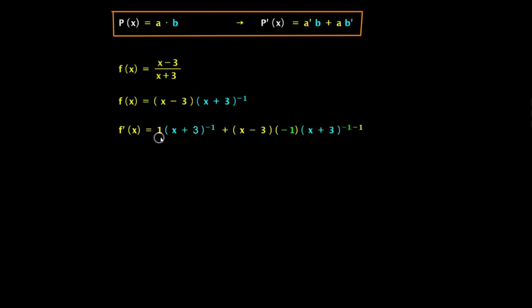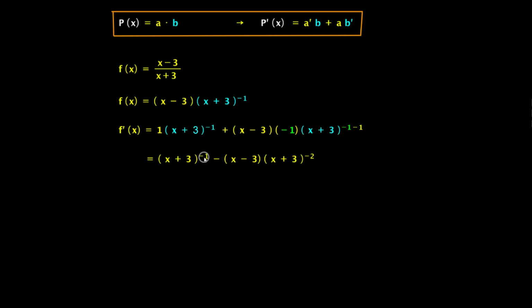Simplification. 1 times x plus 3 with a negative 1 exponent is going to be x plus 3 with a negative 1 exponent. This negative 1 will come in front. Negative 1 times this value, with the 3 factored there. So this negative 1 comes in front, making it negative of x minus 3 times x plus 3 with the power of negative 2.